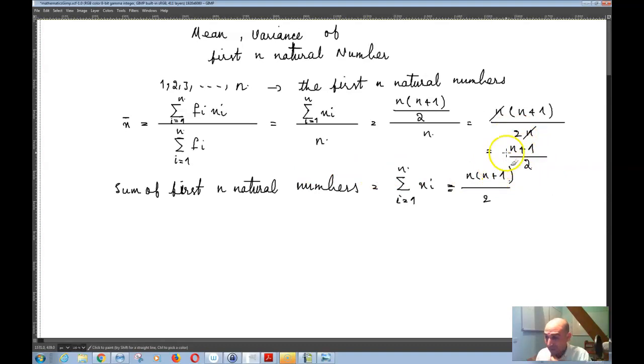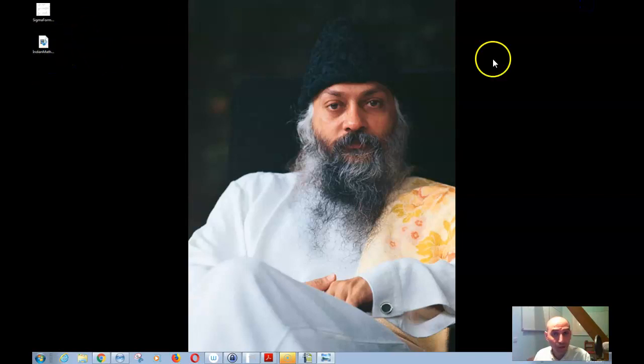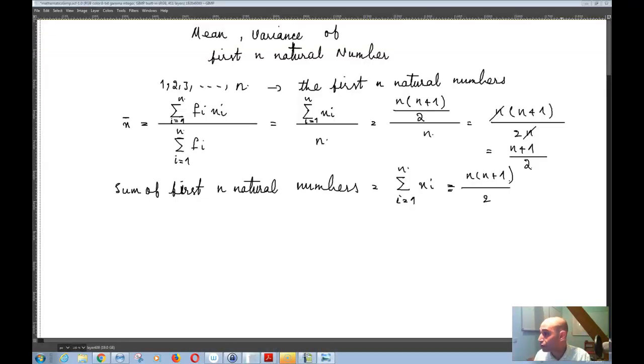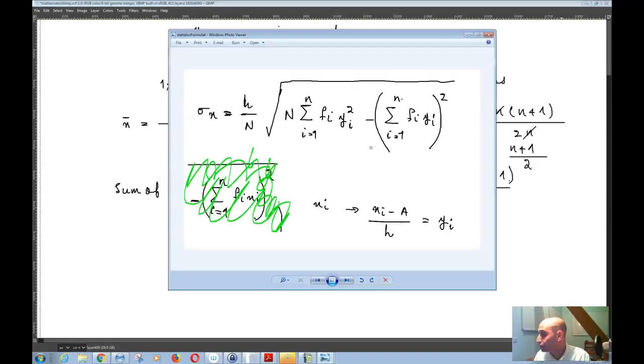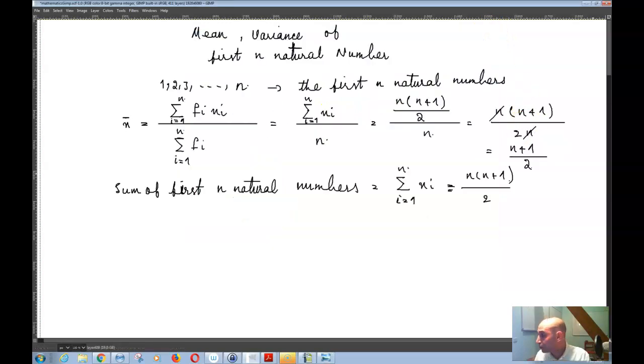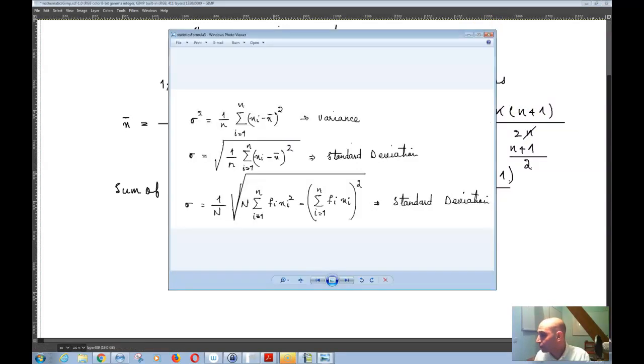Now the variance of those numbers is a different story. Now this is not here actually. The variance of those numbers is, I don't know if that's the formula to use. No, not this one. I'm going to use, for example, this formula here.